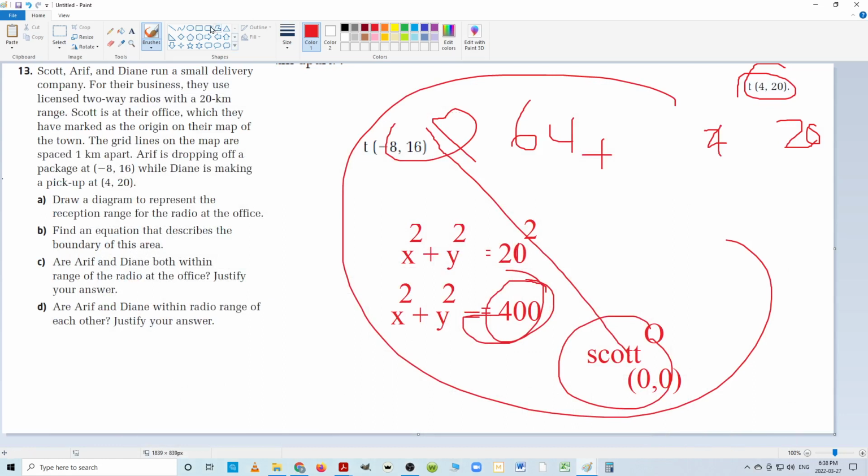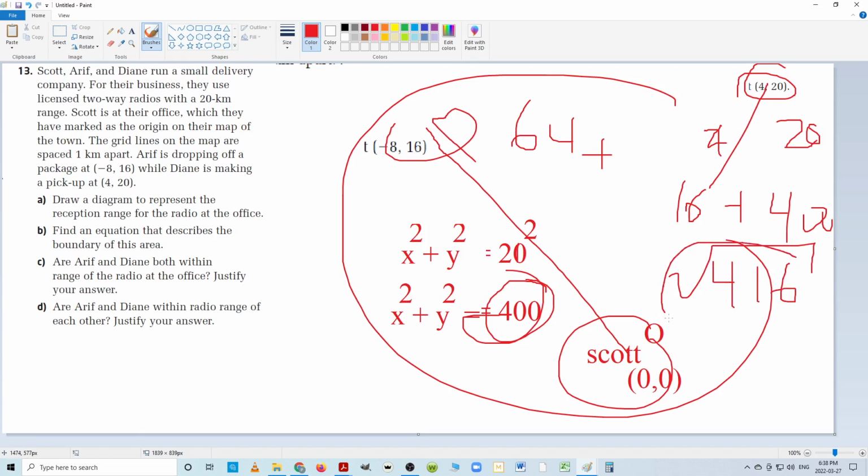All I would do is square his number, 16, plus 20 squared, 400, and find the square root of 416. But it's quite obvious right away that the square root of 416 is going to be bigger than the square root of 400, which is 20. So he's quite obviously outside.